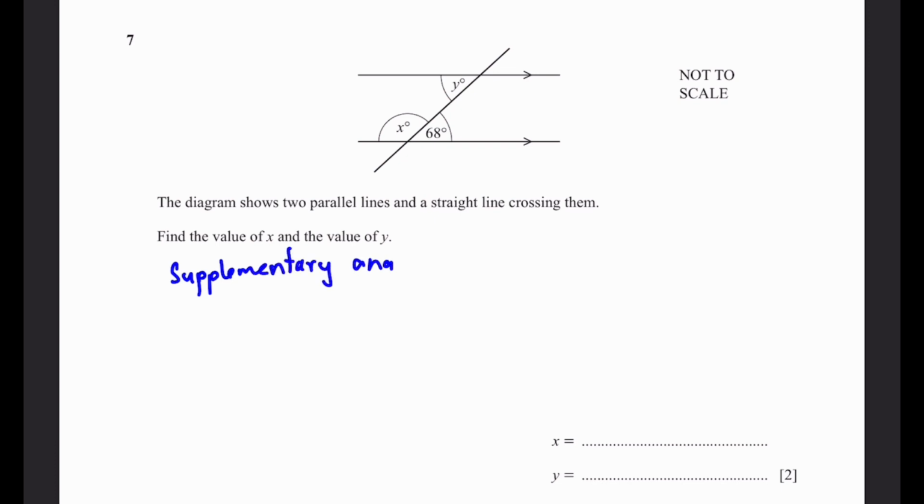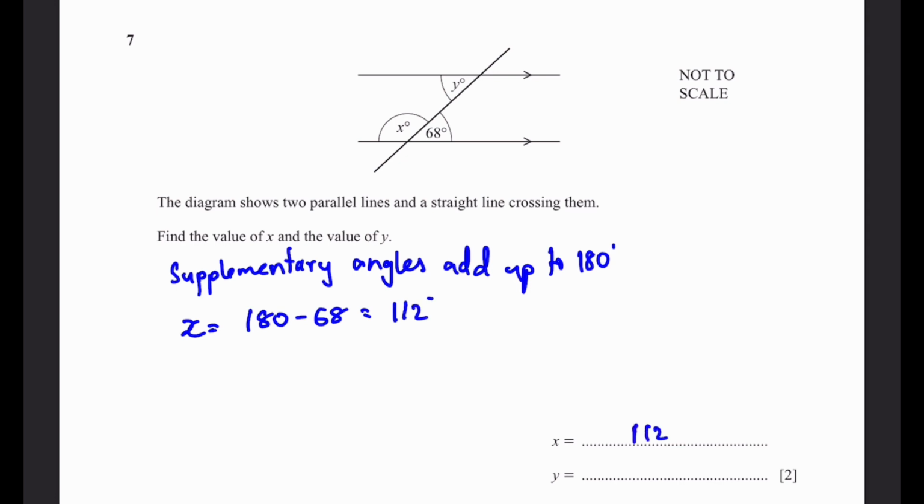Supplementary angles always add up to 180 degrees. That means x plus 68 is 180. X is equal to 180 minus 68, which is 112 degrees. Now y, how do you find y? We need to know that these two are alternate angles and therefore they're equal.